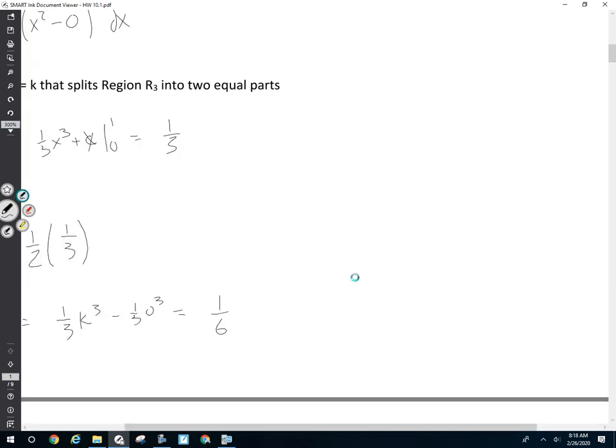Well, now I have an equation to solve. 1/3 k cubed equals 1/6. I'll multiply both sides by 3. I get k cubed equals 1/2. I'll take the cubed root, or the 1/3 power, and I get 1/2 to the 1/3.